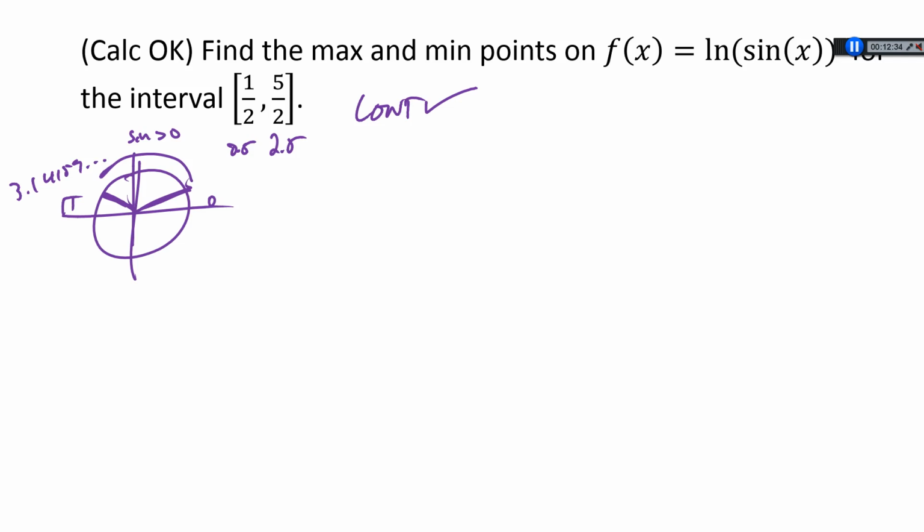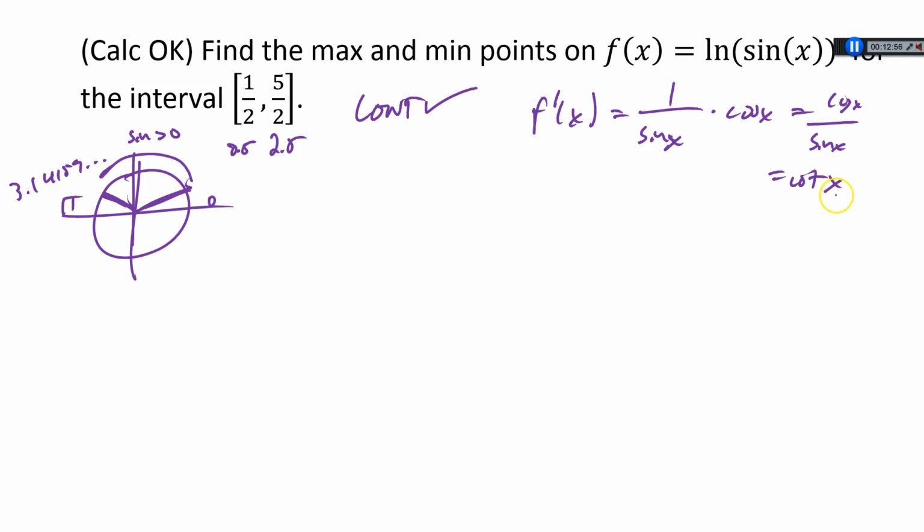So now I'm going to find my critical points. So I'm going to find f prime of x. F prime of x in this case is 1 over sine x, right? Because it's natural log. The derivative of natural log is just 1 over sine. And we multiply by the derivative of the inside function, which is cosine x. So that is cosine x over sine x, which is cotangent x. Okay? All right, so that's our derivative.